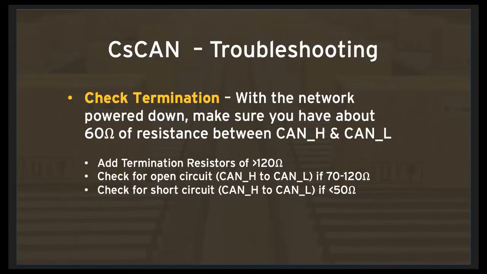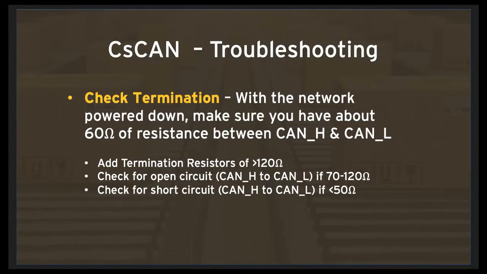But what if it isn't? Well, if our reading is above 120 ohms, it means we probably don't have a termination resistor installed. Or if it's exactly 120, it means we probably have one installed and not the other. Well, what if it's, say, above 60 or 70, below 120? Well, in that scenario, we want to check for an open circuit between CAN high and CAN low. That's a clue we might be having an open circuit there. Well, what happens if our resistance across CAN high and CAN low is below 50 ohms? Well, that could be an indicator of a short circuit.